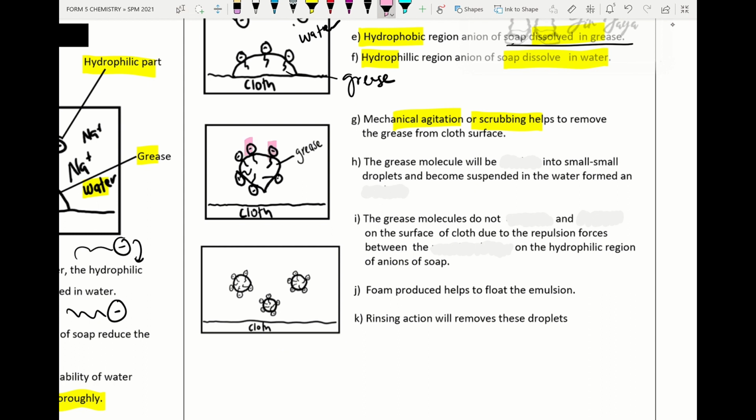the negative charges that are present, we have pulling and pushing action, because the tail region does not love water. The tail region does not dissolve in water. The head region does not dissolve in grease. So pulling forces and pushing forces will occur. This will emulsify the grease molecule into small droplets, which become suspended in the water and form an emulsion.